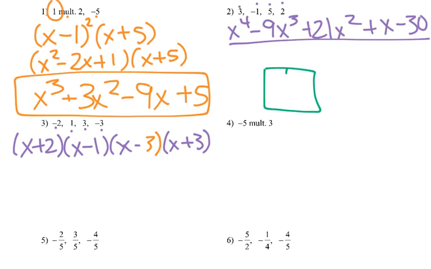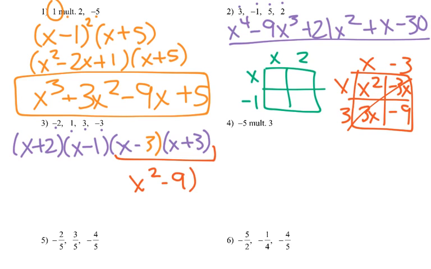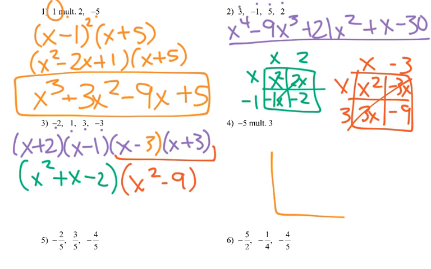So I do x plus 2, x minus 1, and we've also got x minus 3, x plus 3. So x squared, negative 3x, positive 3x, and negative 9, those would cancel out. So these two would end up being x squared minus 9. Okay, and we get x squared, 2x, negative 1x, and negative 2. So we'd get x squared plus x minus 2. Then we multiply those ones out.